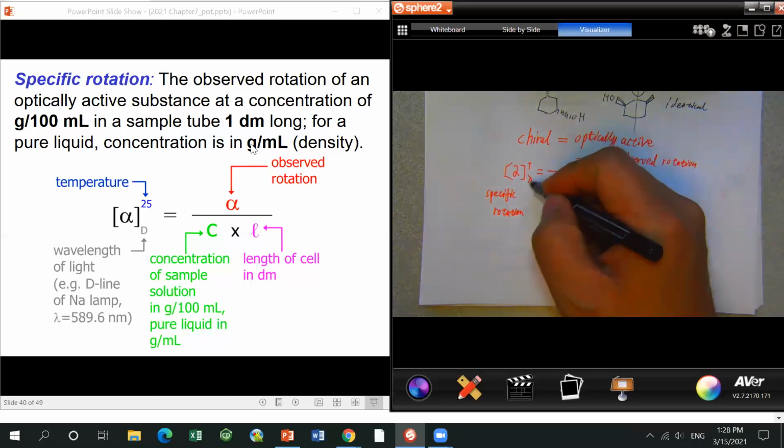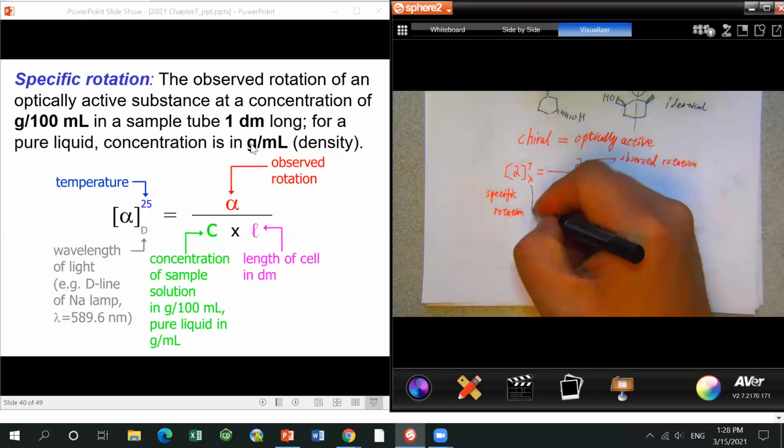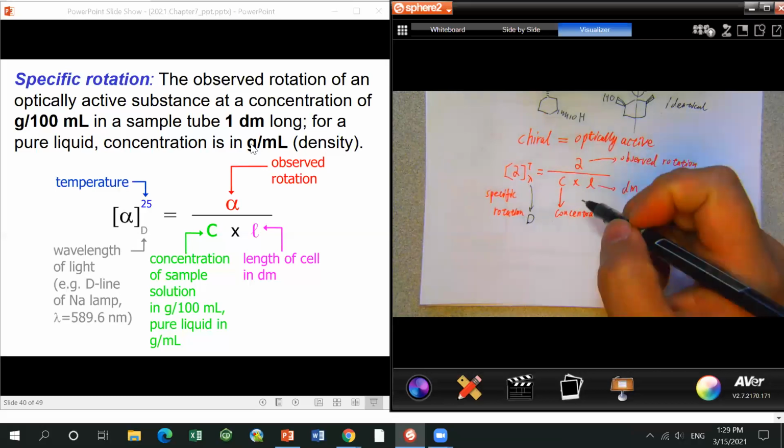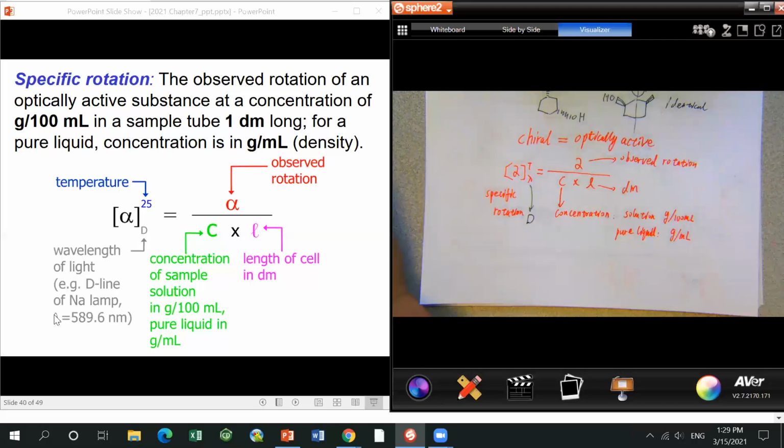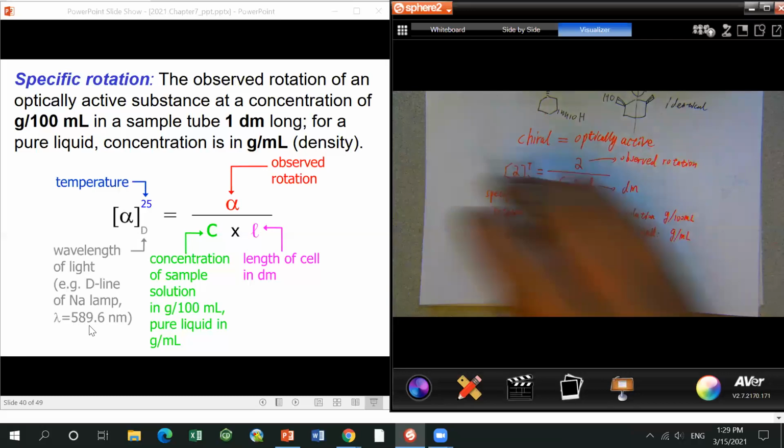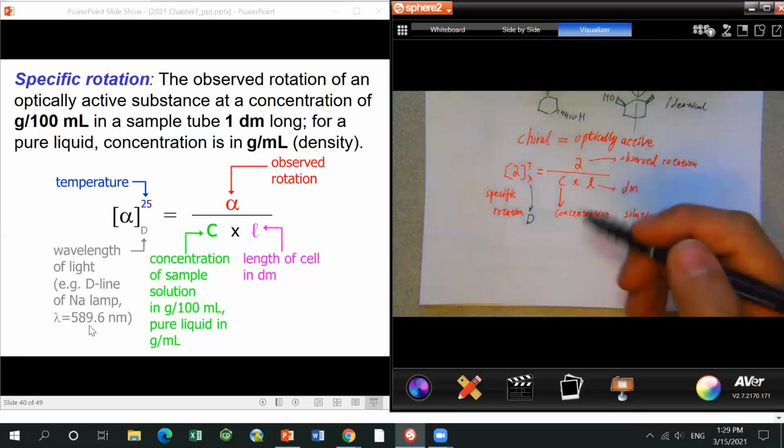And here lambda means the wavelength of the plane polarized light. Normally we call it the D line, which is the sodium lamp. This lambda, the wavelength, is 589 nanometers, so that's the most common. T is normally just room temperature.